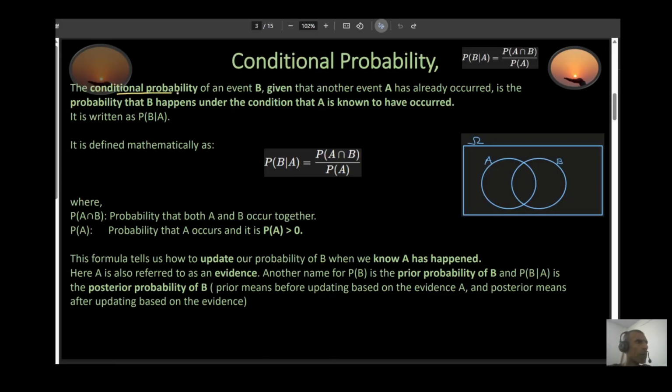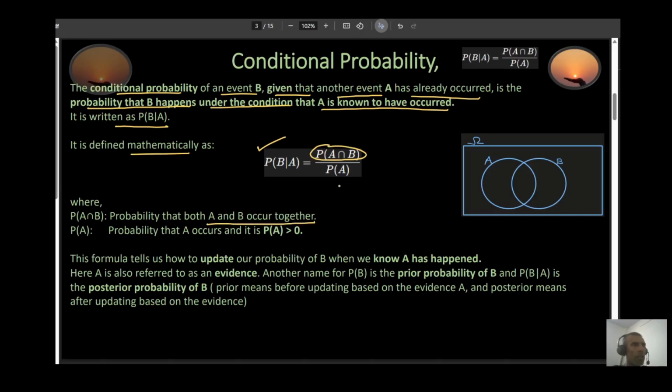So the conditional probability of an event B, given that another event A has already occurred, is the probability that B happens under the condition that A is known to have occurred. It is written like this: P(B|A), with a vertical line between B and A. Mathematically it is defined with this expression. The numerator is the probability that both A and B occur together. The denominator is the probability that A occurs, and it is always going to be a positive number.